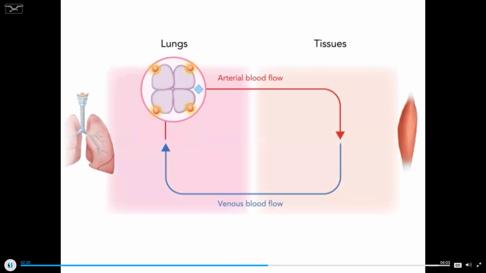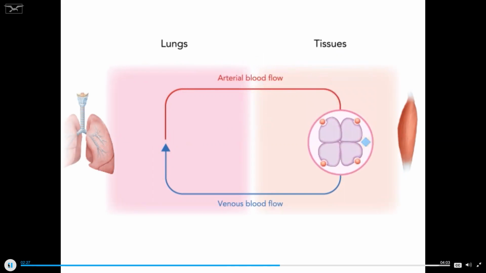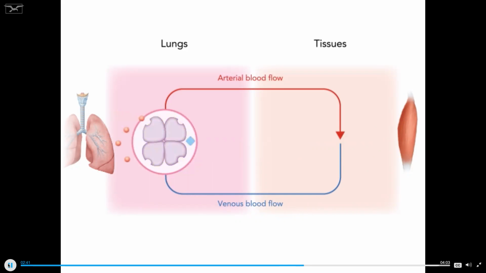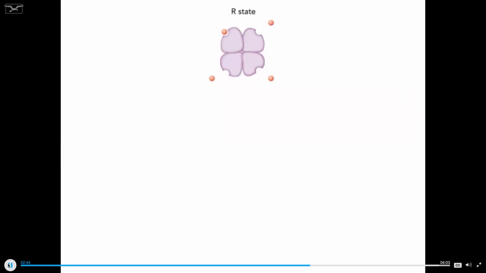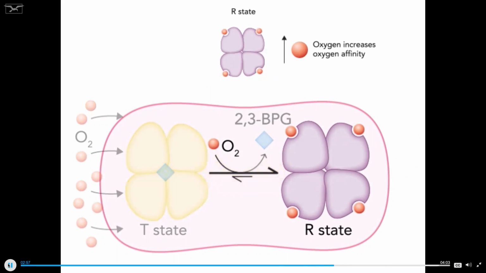Hemoglobin's differential oxygen affinity in lung cells compared to peripheral tissues is the result of effector molecules which bind to hemoglobin and induce conformational changes, shifting the equilibrium between the R state and T state. Oxygen is a positive allosteric effector of hemoglobin because the binding of a single oxygen molecule to one subunit shifts hemoglobin from the T state toward the R state, increasing oxygen affinity in other subunits. Once 4 oxygen molecules are bound, the shape in the center of the hemoglobin molecule is altered, which decreases the ability of 2,3-bisphosphoglycerate to bind there.